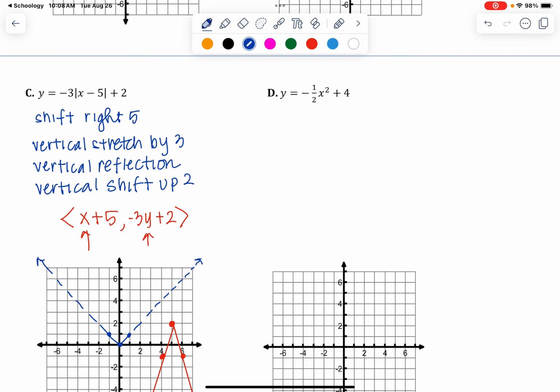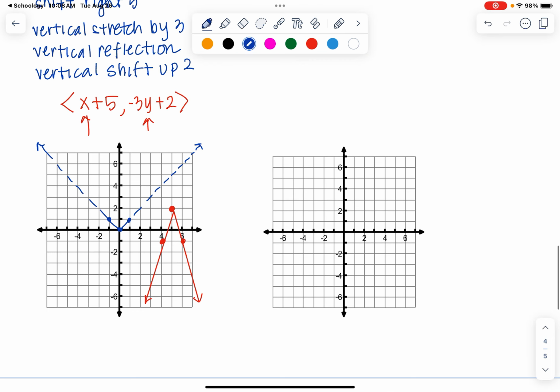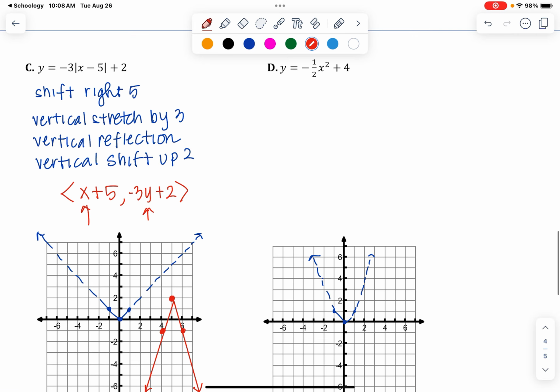So first off, the parent function, I see that it's x squared, so that is a parabola. So same 3 points as my absolute value function. Oops, I'm gonna put it dashed. But it's U-shaped, not V-shaped. Okay. All right, now let's get our transformations here.